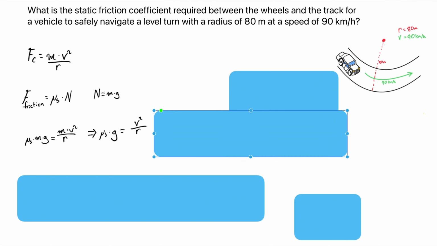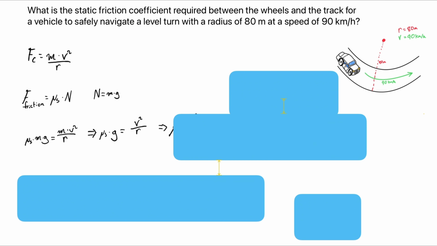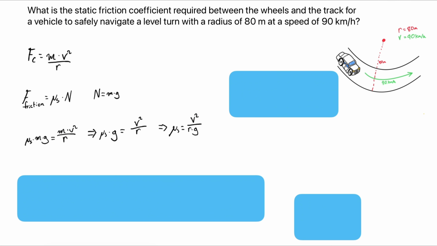So when we divide that, we get the coefficient of static friction times gravity is equal to velocity squared divided by r. And we can then divide both sides by gravity, which gives us the coefficient of static friction equals velocity squared divided by the radius times gravity.